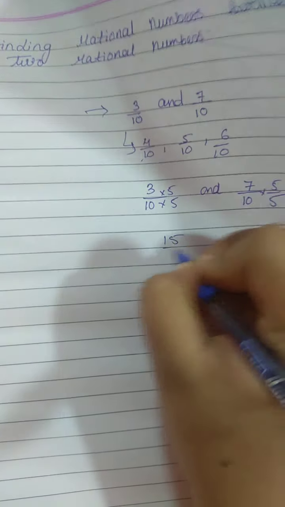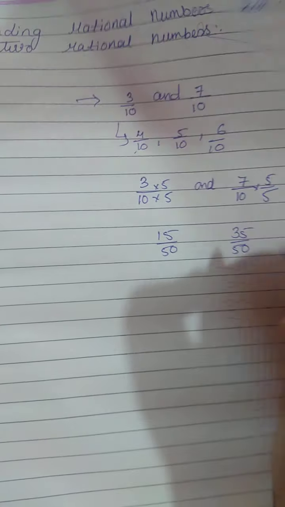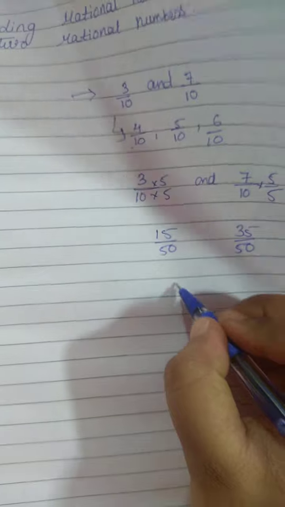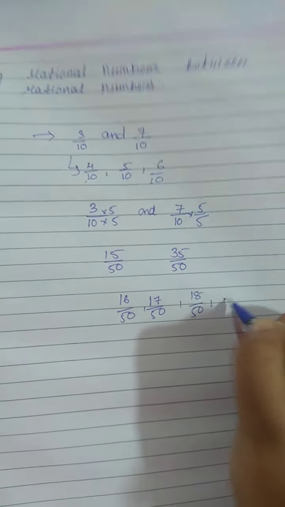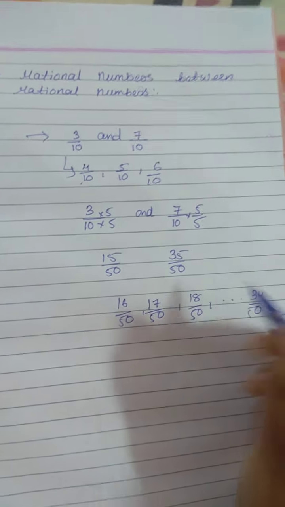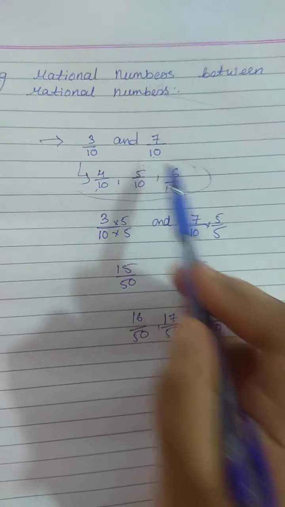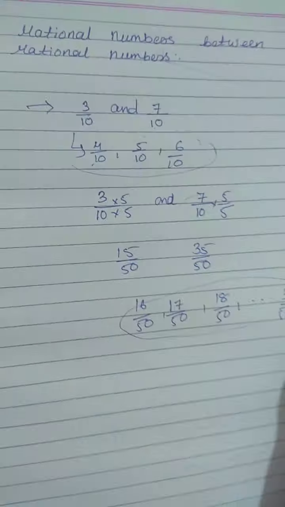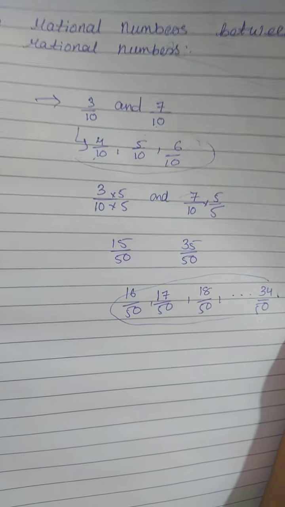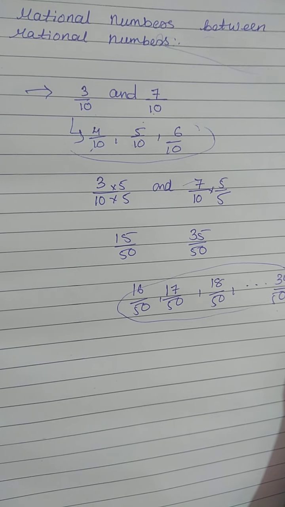It can also be written as 15 upon 50 and 35 upon 50. So between these two it will be 16 upon 50, 17 upon 50, 18 upon 50 till 34 upon 50. So in between 3 upon 10 and 7 upon 10, first we had written this one, then we had written this one. So we don't know how many there are. So there are infinitely many rational numbers between the two rational numbers.